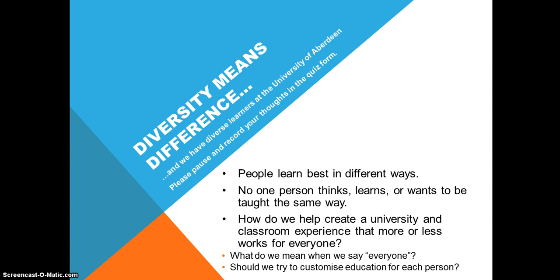So the synopsis here is that people learn best in different ways. No one person thinks, learns, or wants to be taught in the same way. And the question I want you to think about is, how do we help create a university and classroom experience that more or less works for everyone?